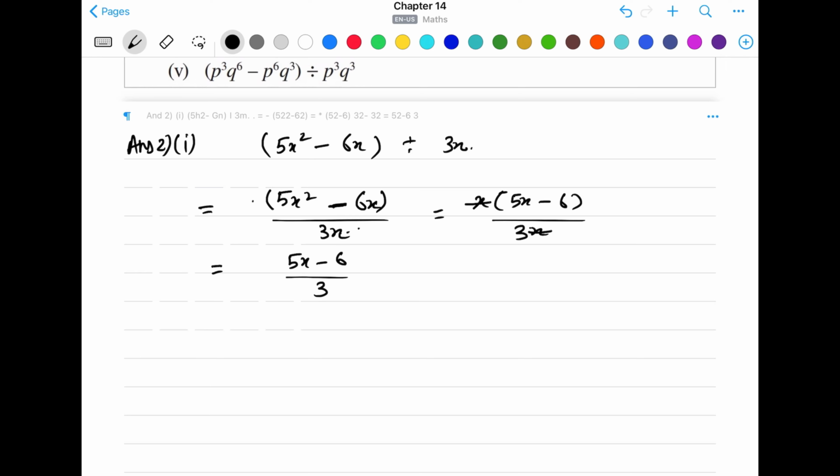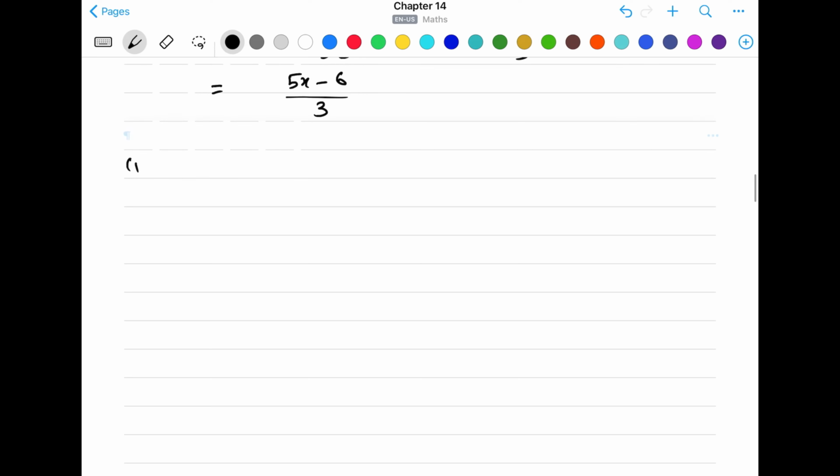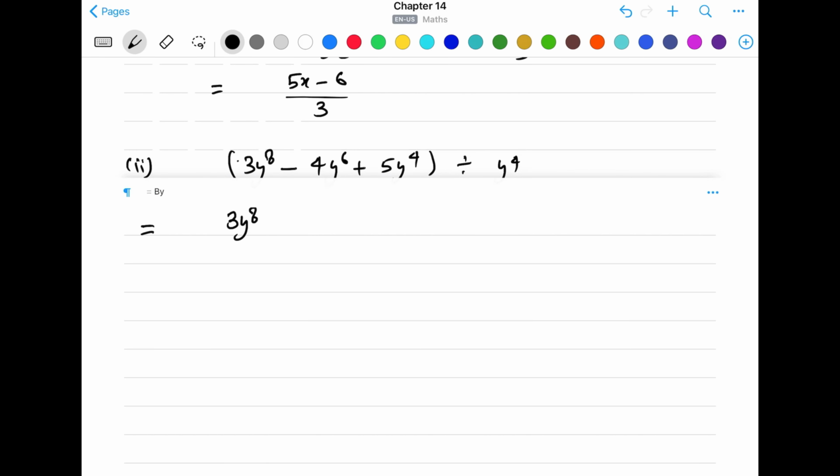Now let's see the next one. Now we have part 2, which is 3y power 8 minus 4y power 6 plus 5y power 4, which we have to divide by y power 4. Now let's again write them in division form first. So we have 3y power 8 minus 4y power 6 plus 5y power 4 divided by y power 4.